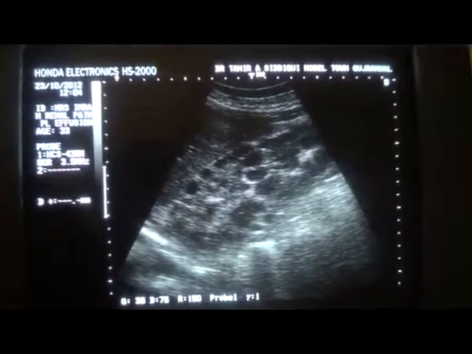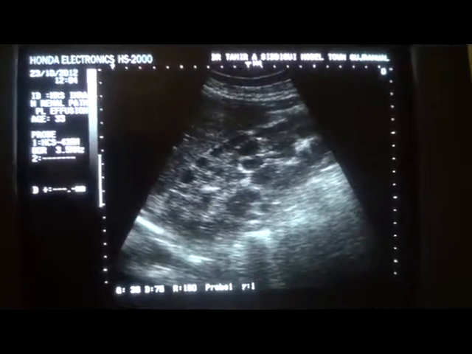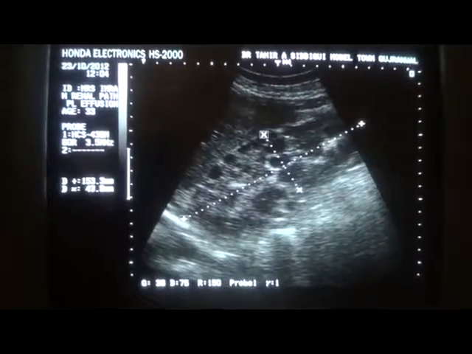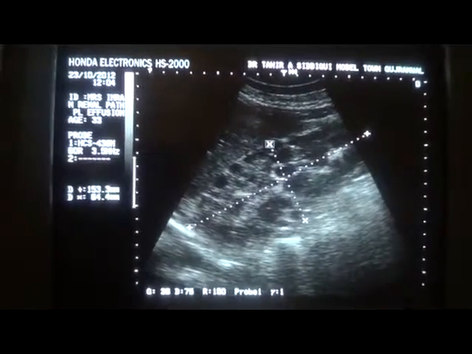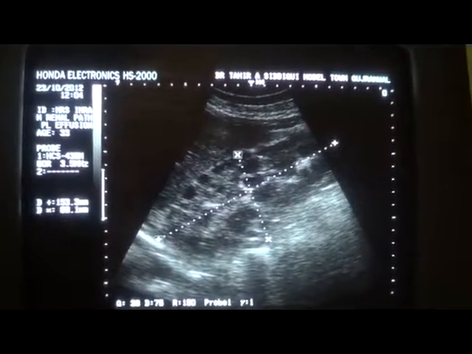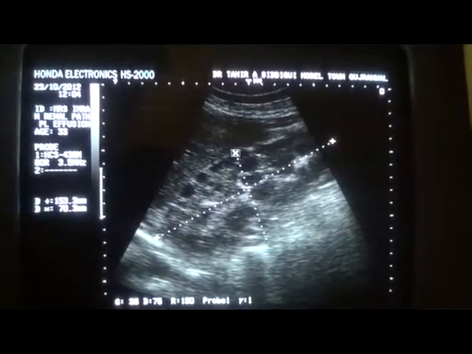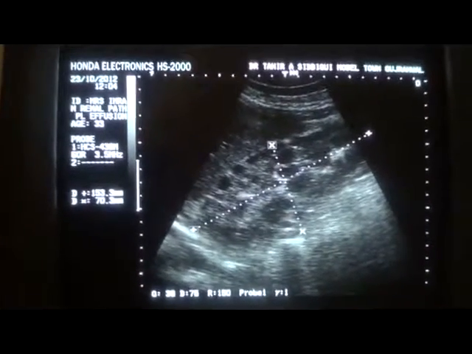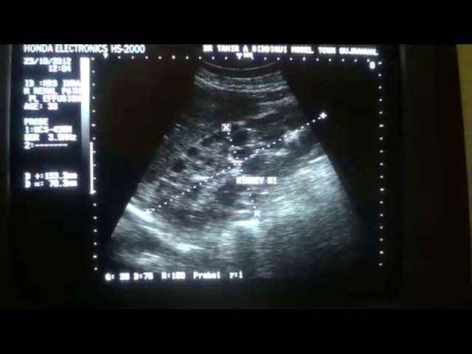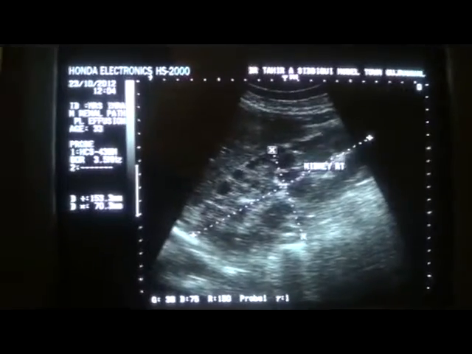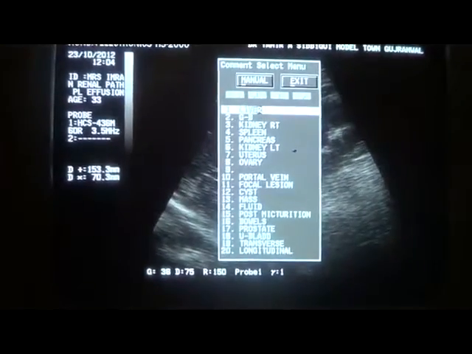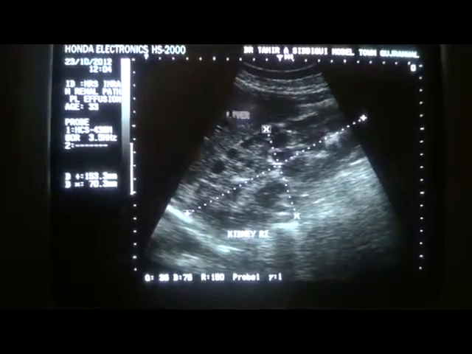So this is the right diaphragm, and this is the right kidney, measuring 15.3 by 6.5, another 7. This is the right kidney. This is the upper pole of the right kidney. This is the mid region. This is the lower pole of the right kidney. So this is the longitudinal view of the right kidney, with this area being the liver.